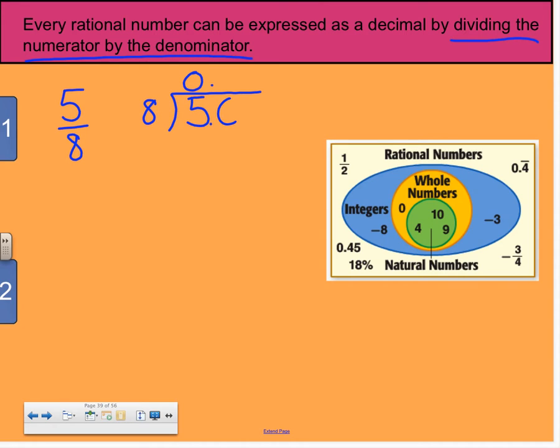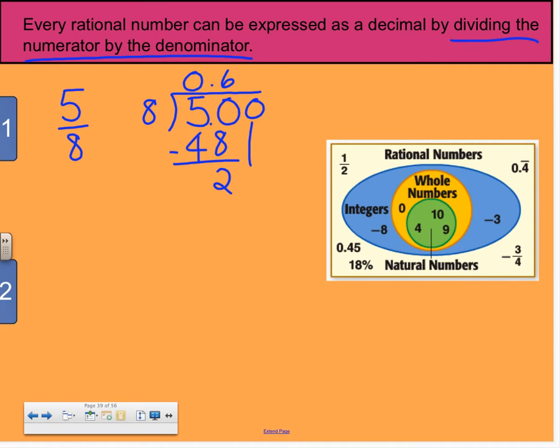All right, I'm going to add a 0. Does 8 go into 50? It does. How many times? 6, are we sure? What's 6 times 8? 48. And then I subtract. What's 50 minus 48? That's 2. Very good. And then what do I do?